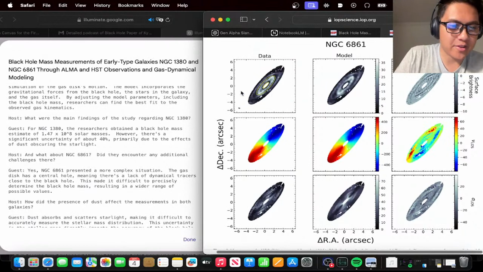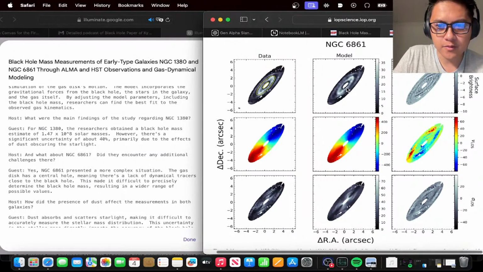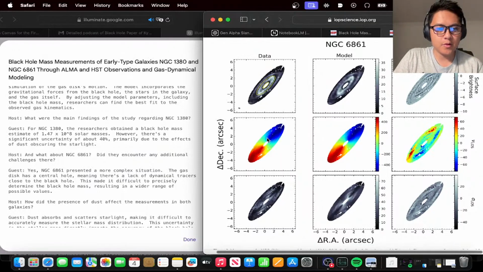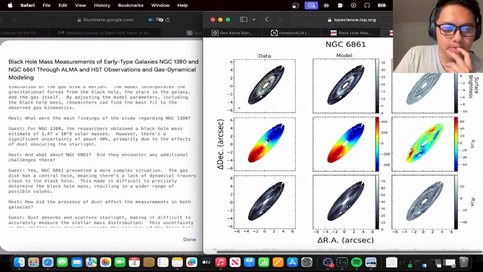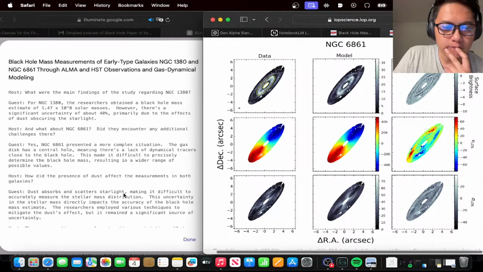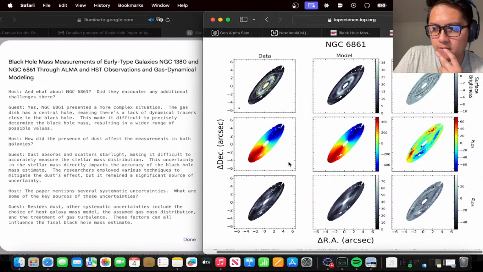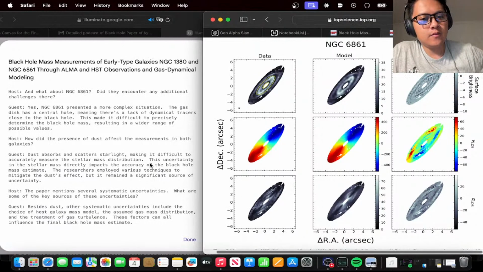The gas disk has a central hole, meaning there is a lack of dynamical tracers close to the black hole. This made it difficult to precisely determine the black hole mass, resulting in a wider range of possible values. How did the presence of dust affect the measurements in both galaxies? Dust absorbs and scatters starlight, making it difficult to accurately measure the stellar mass distribution.